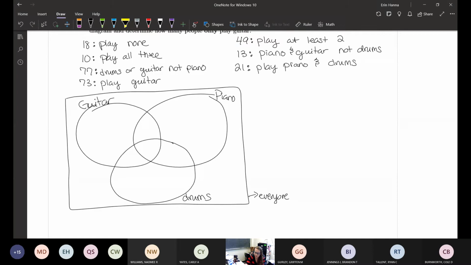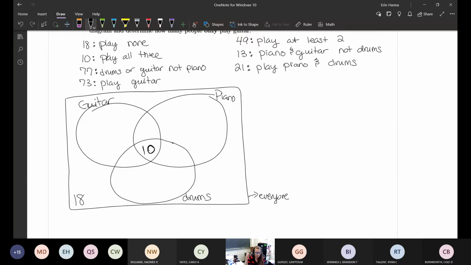The first thing is that 18 people play none of these instruments. So there's going to be 18 people just chilling on the outside of those 3 circles, not in one of those circles at all. And then we're told that 10 people play all 3 instruments. So where does that turn out on our diagram? That's where all 3 circles intersect. So this inner piece is going to have 10 people in it because 10 people play all 3 instruments.